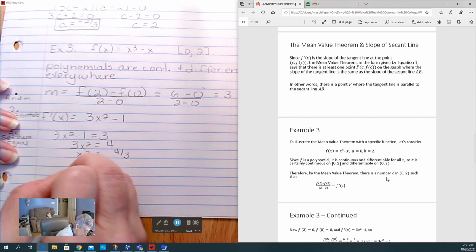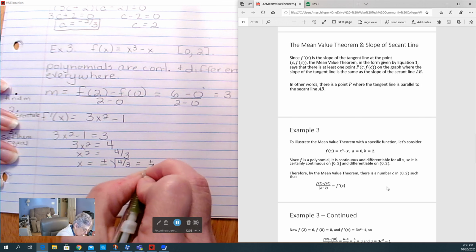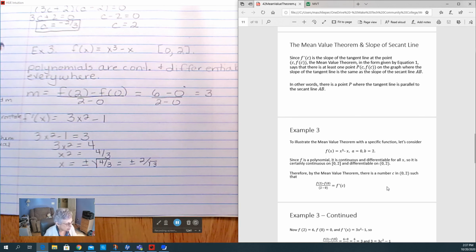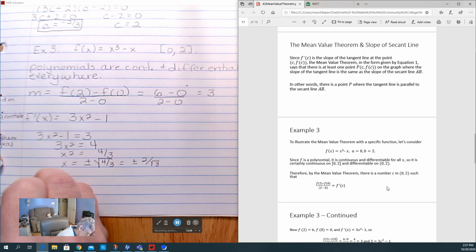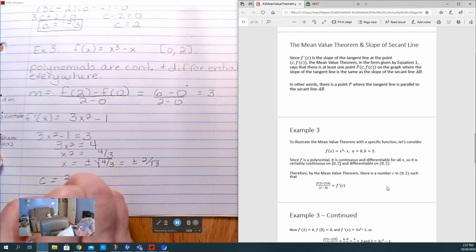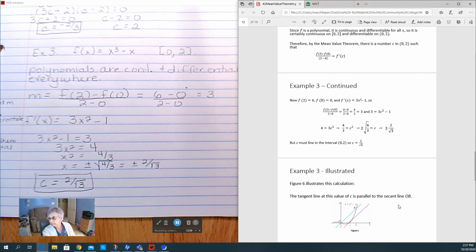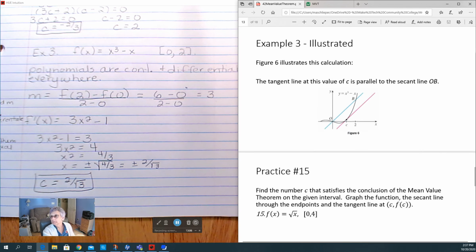is 4/3. So x is equal to plus or minus the square root of 4/3, which you could write as 2 over the square root of 3 if you want to. But we're only interested in numbers that live between 0 and 2. So that means we would let c be equal to 2 over the square root of 3. And there's the pretty picture. And here is the point. C is the square root of 4/3, 2 over the square root of 3.